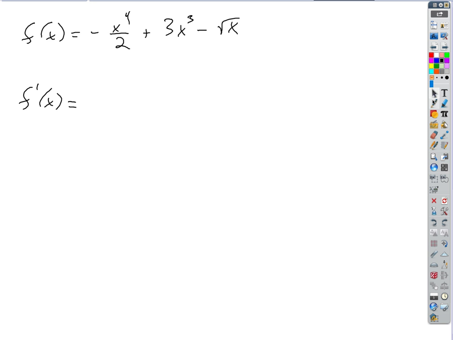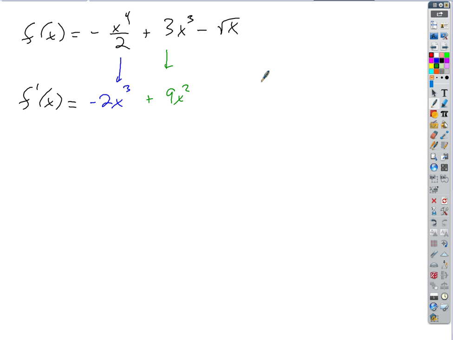If we differentiate term by term, what's going to be the derivative of the first term? So I bring the 4 down. 4 over 2 is 2, so negative 2x cubed. How about this term? Plus 9x squared. And then finally this guy.